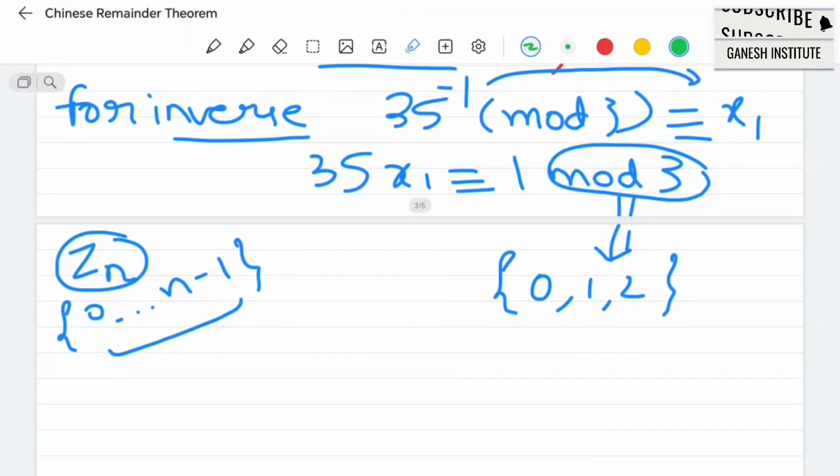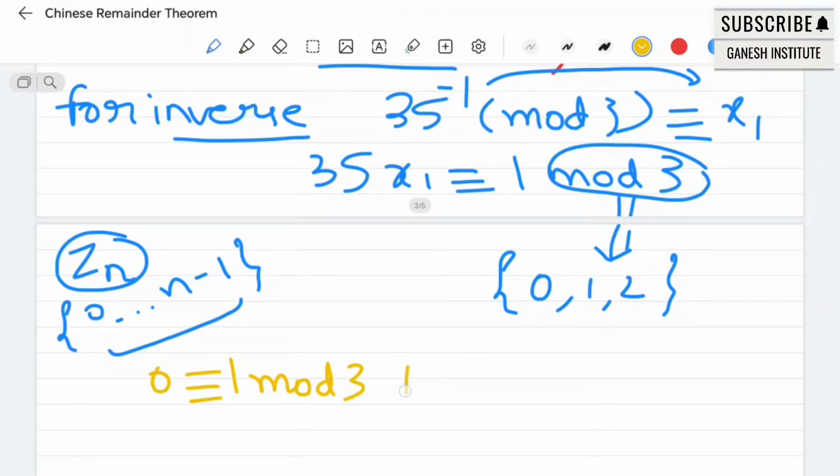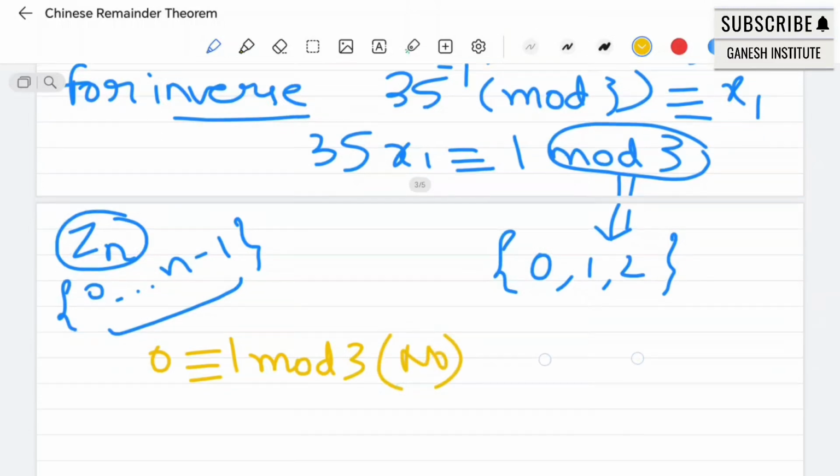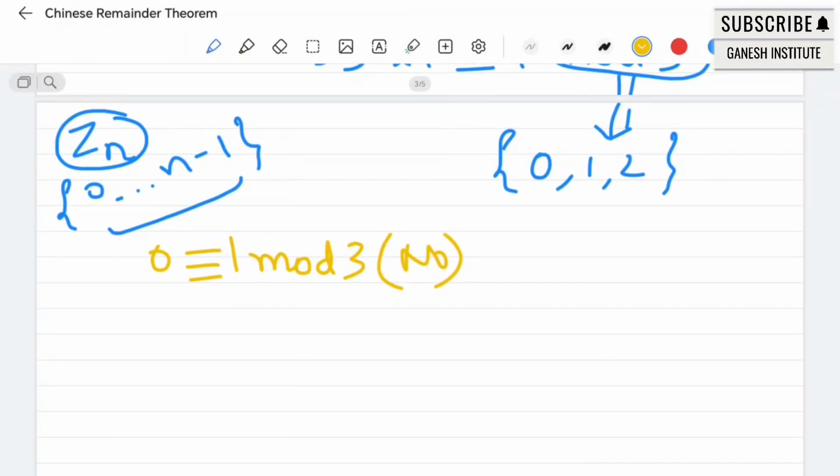Firstly, I am putting here 0. If you put here 0, 35 times 0 is 0. So now, 0 congruent to 1 modulo 3. Is it true? No. Because what we have to do? We have to find out in this manner.